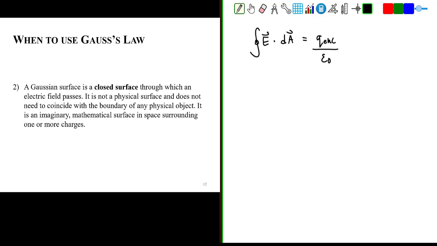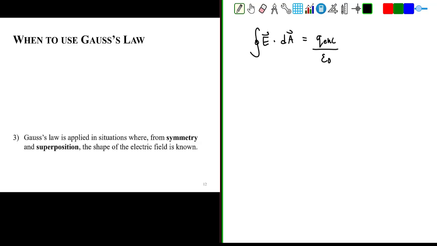Again, a Gaussian surface is a closed surface through which an electric field passes. It's not a physical surface and doesn't need to correspond with the boundary of any physical object. It is an imaginary mathematical surface in space surrounding one or more charges. Gauss's law is applied in situations where, from symmetry and superposition, the shape of an electric field is known.